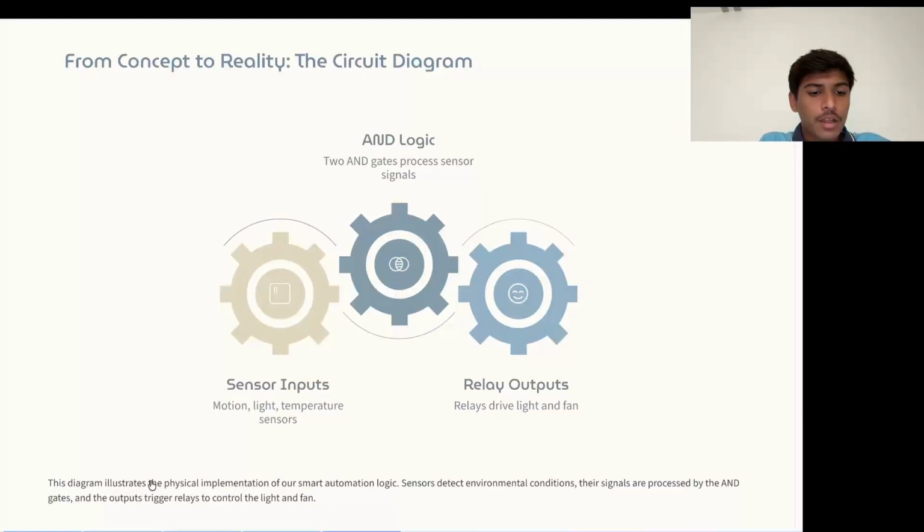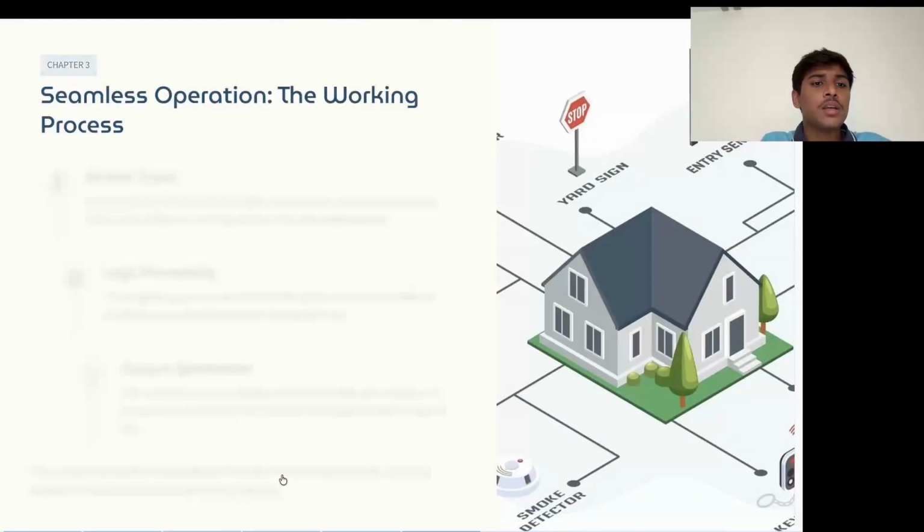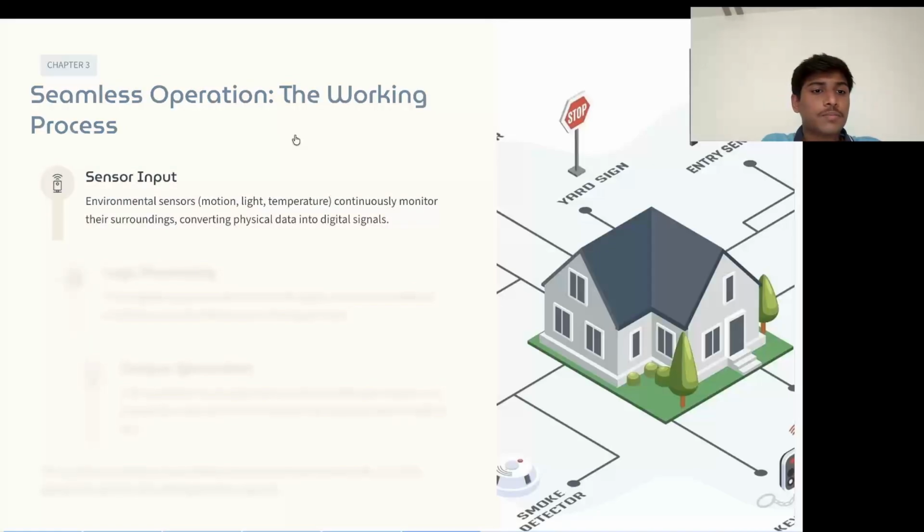The diagram illustrates the physical implementation of our smart automation logic. Sensors detect environmental conditions. Their signals are processed by the AND gates, and the output triggers a relay to control the fan and light. Our chapter 3 is seamless operation, the working process. In this chapter we will see how this logic and these operations work.